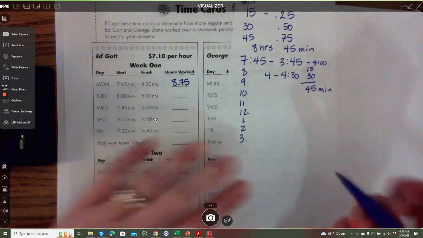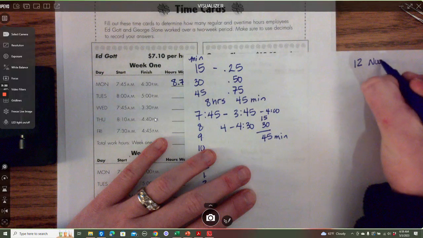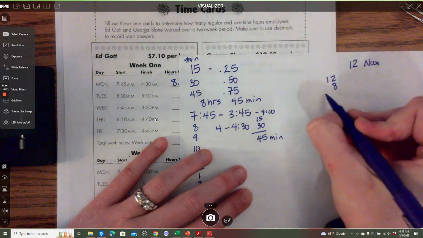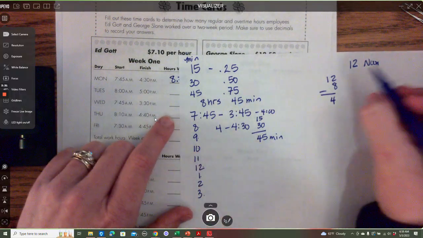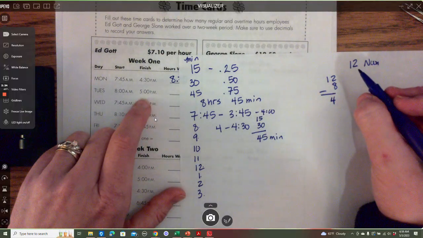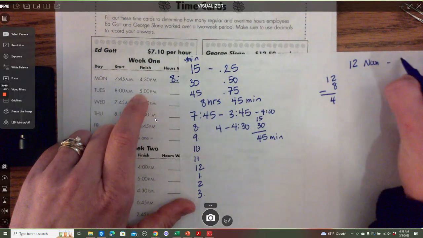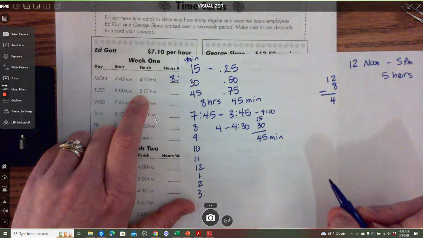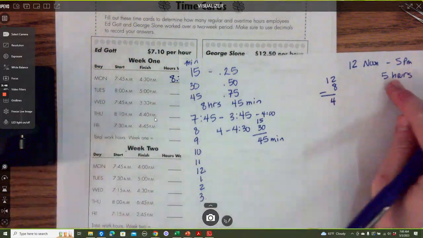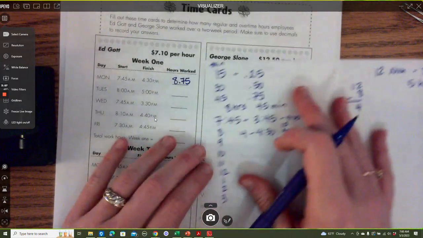Another way that you can do this is work from noon. 12 o'clock is noon. So I could do 12 minus 8, which gives me 4 hours. And then going from noon to 5 p.m. would be 5 hours. So I've got 4 hours here, 5 hours there, which gives me a total of 9 hours.